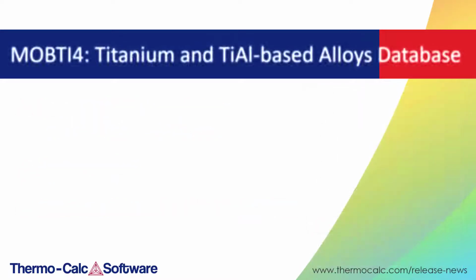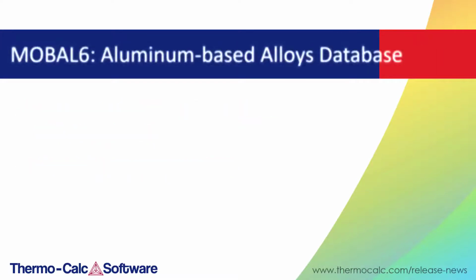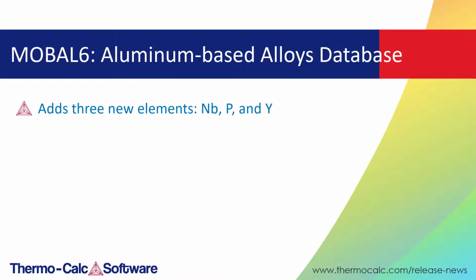The corresponding mobility database, MobTI4, adds copper to 3 important phases and receives other updates to correspond to the new TCTI3. MobAL6, the mobility database for aluminum-based alloys, adds 3 elements in this release.